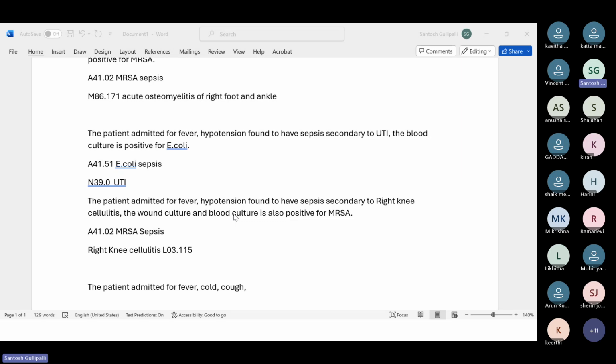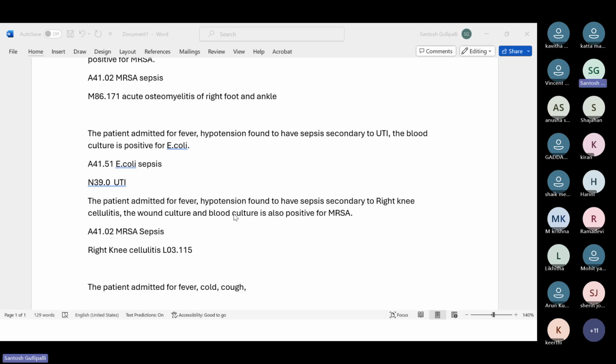Okay, the same organism is growing in both. So if the same organism is positive for both wound culture and blood culture, that time you can consider only the blood culture results. Do not consider it as wound culture.